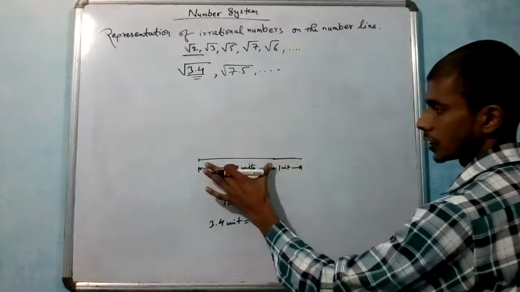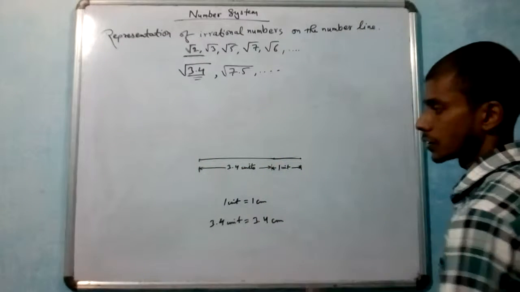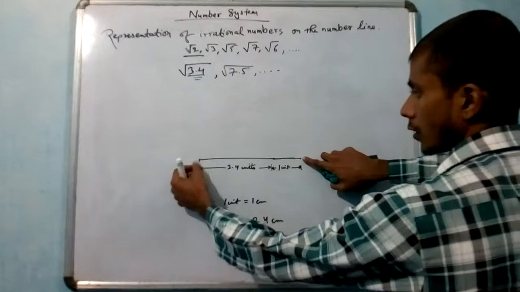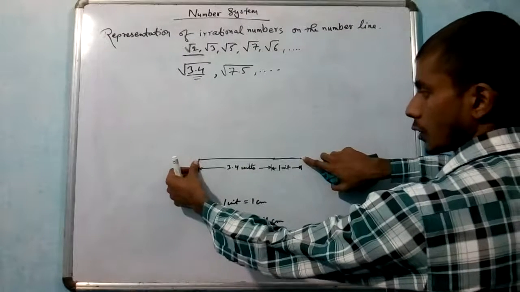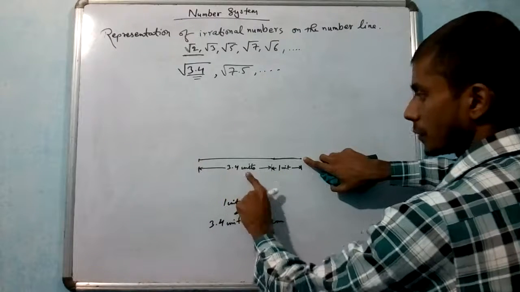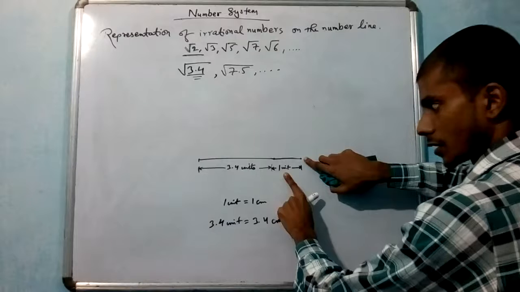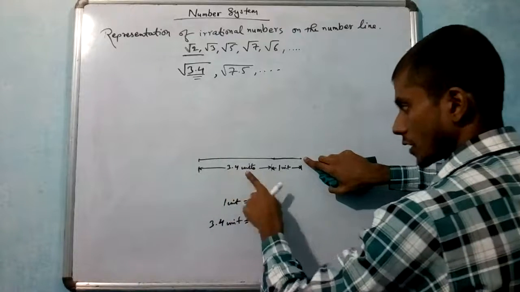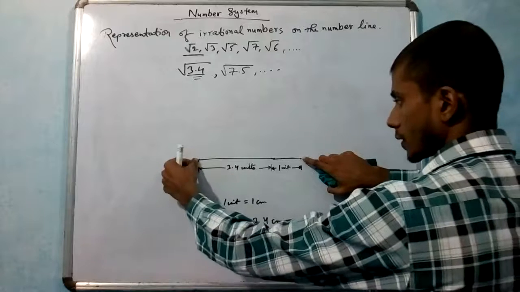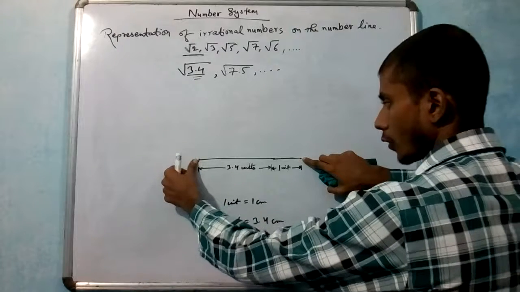Okay, this length is 1 unit. This is 3.4 units, this is 1 unit. Fine. So in total, this length is 4.4 units. That is, 3.4 plus 1. If this is 3.4 centimeters, then this will be 1 centimeter. If this is 3.4 meters, then this will be 1 meter. So in total we got this much length, right?